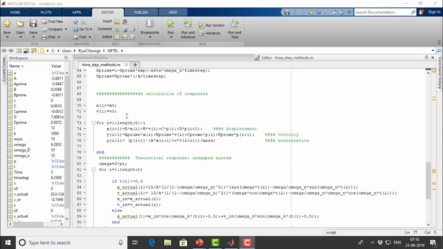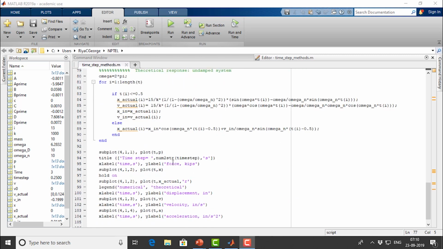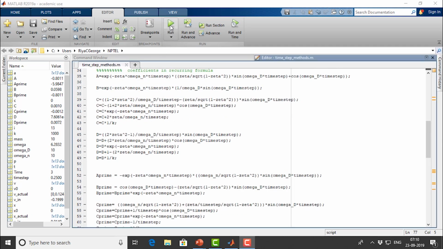To check the accuracy of the numerical method, we can compare this numerical response with the theoretical response, that is the analytical response we already know for a pulse excitation. So here I'm just calculating that theoretical response. The expression of it is given in the slide. After calculating the theoretical response, we can plot the results for the numerical and the theoretical response. So let's run this program.